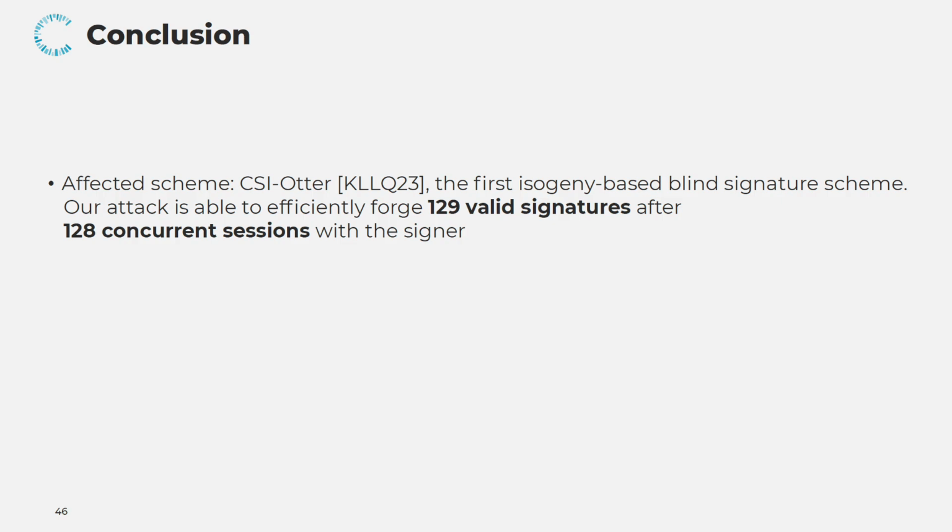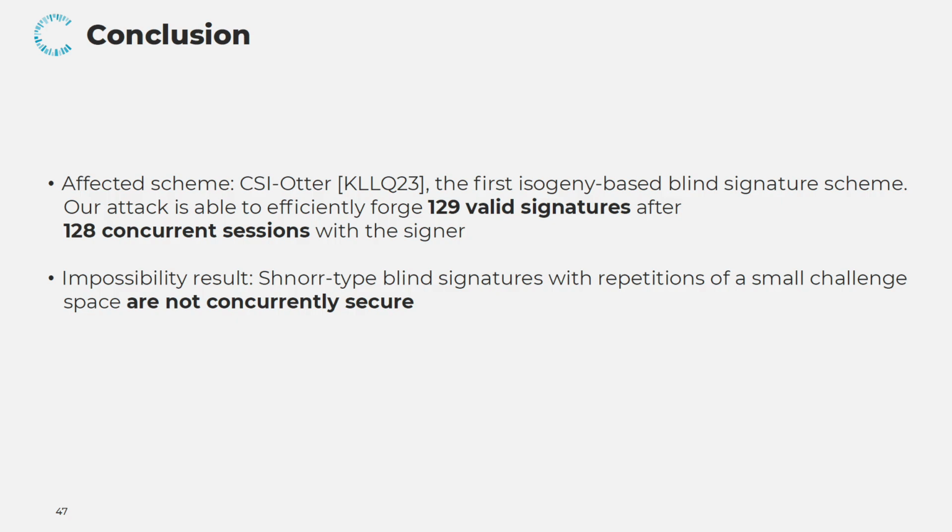I would like to conclude this talk with some implications of this attack. As I mentioned briefly at the beginning, concerning the affected schemes, we have CSI-Otter from Katsumata, Lai et al. This is the first isogeny-based blind signature scheme, which is a blinded version of CSI-FiSh, which is in turn based on a Sigma protocol with a bit challenge, so the challenge space has cardinality 2, and performs parallel repetitions. So this fits in our scenario, and in practice, with this attack, we are able to forge 129 valid signatures after 128 concurrent sessions with the signer.